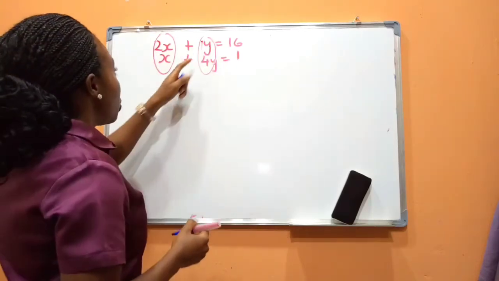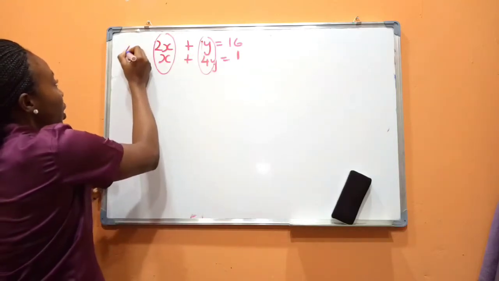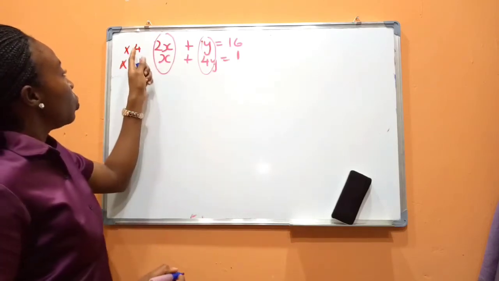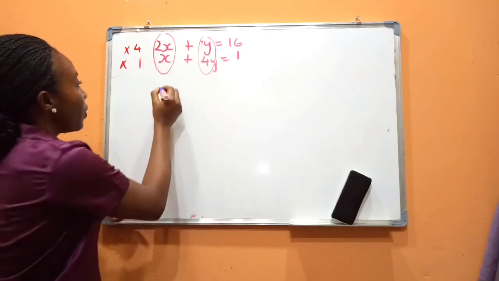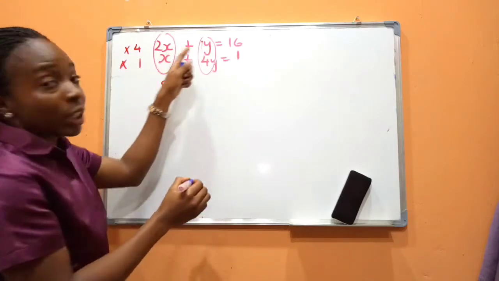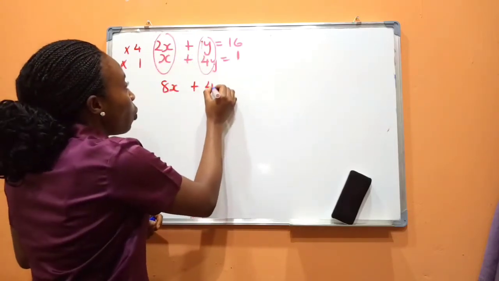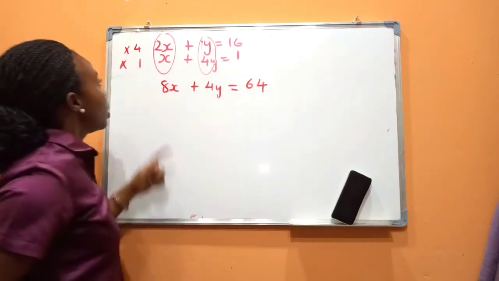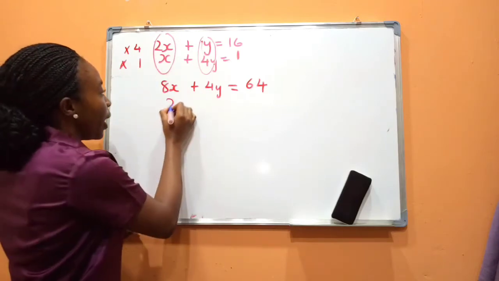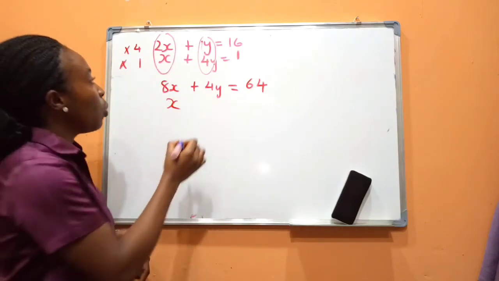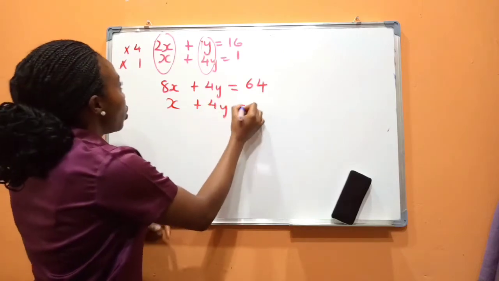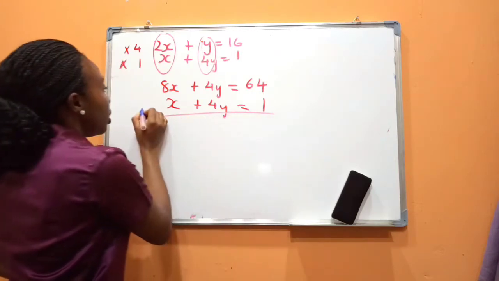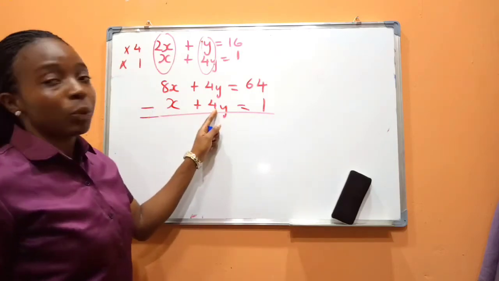What we need to do is to multiply by 4. So we say times 4 and times 1. When you say 4 times 2, you have 8x, then 4 times plus y, you have plus 4y, equals 4 times 16, you have 64. Then 1 times x, you have x. Then 1 times plus 4y, you have plus 4y, equals 1 times 1 gives you 1. So we have this. We introduce the minus sign so that we can eliminate this.